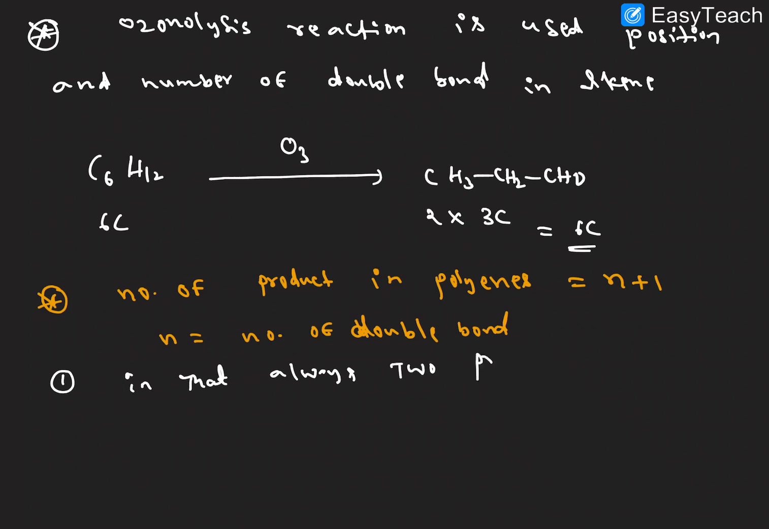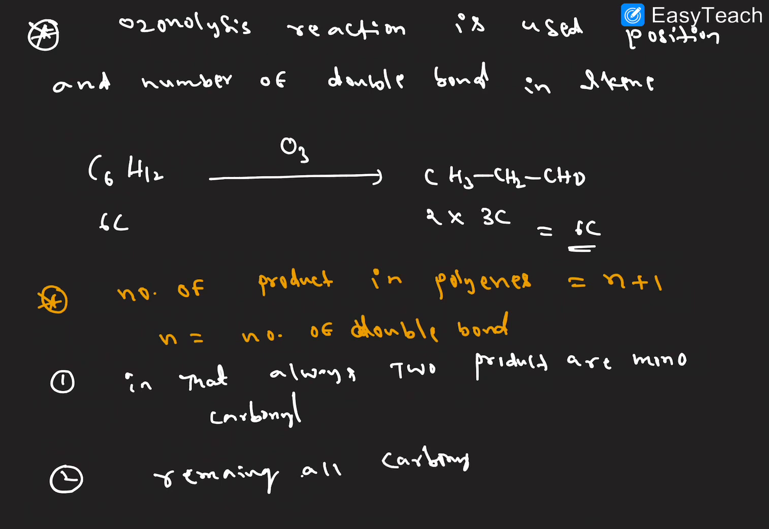Next, in that, always two products are monocarbonyls. The remaining are all dicarbonyls, two carbonyls in a single molecule. Let us discuss one example. We will get it very clear, right? Taking one example here.